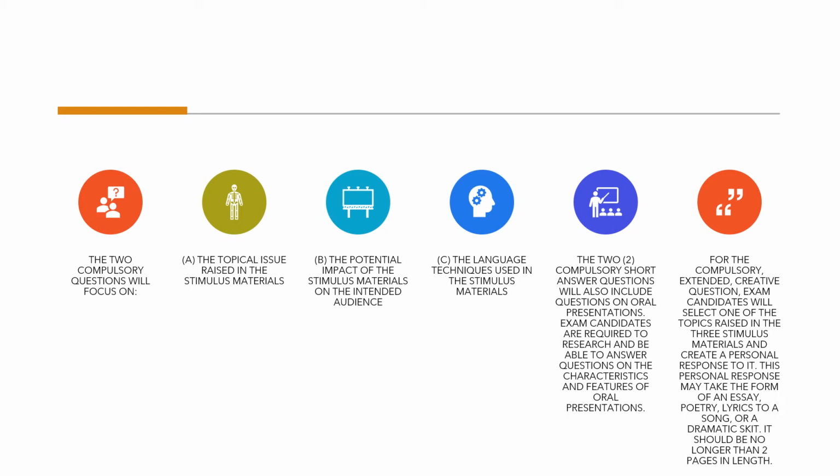Now, the 2 compulsory questions will focus on the topical issue that is raised in the stimulus material. It will also focus on the potential impact of the stimulus materials on the intended audience, and it will focus as well on the language technique that is used in the stimulus materials. So while you may not be able to get a variety of practice papers for the paper 3, you just have to remember what each question will focus on, and therefore whatever piece they give you, you will be able to recognize it.